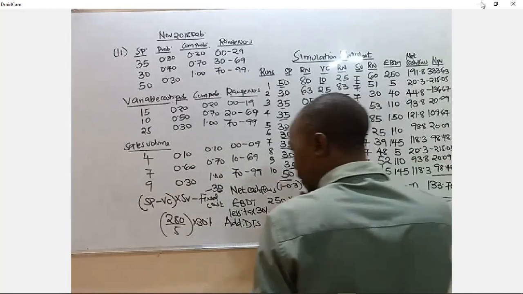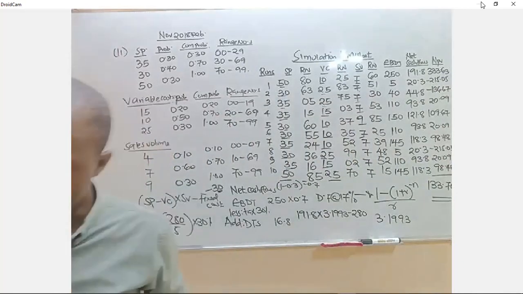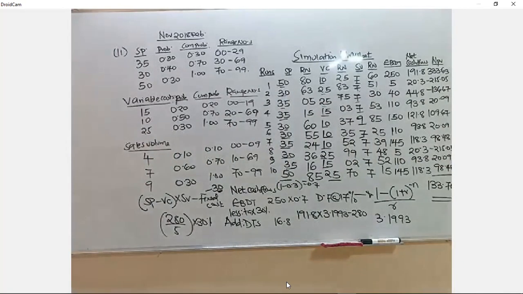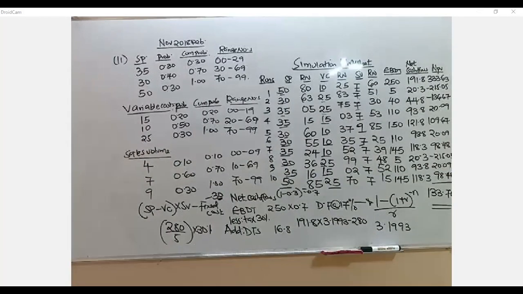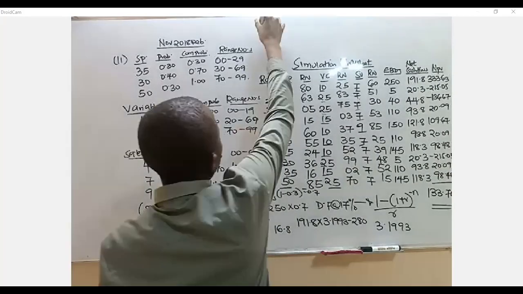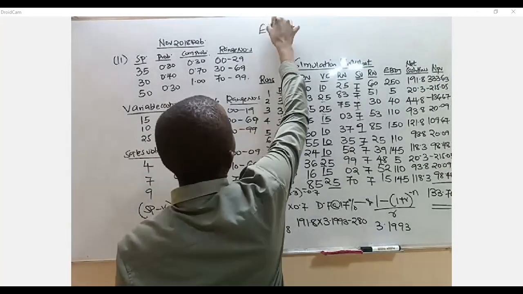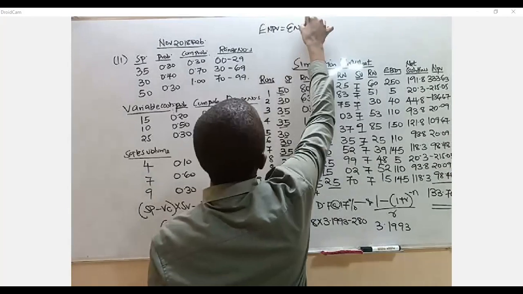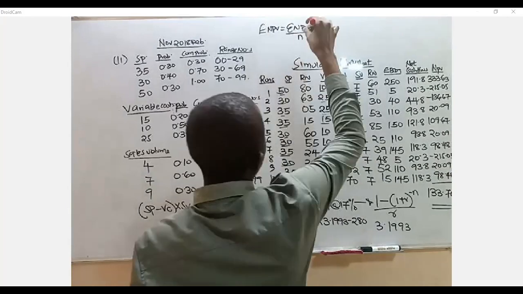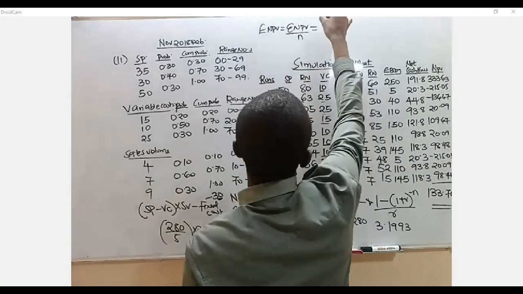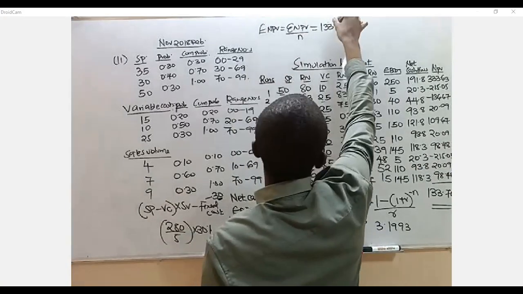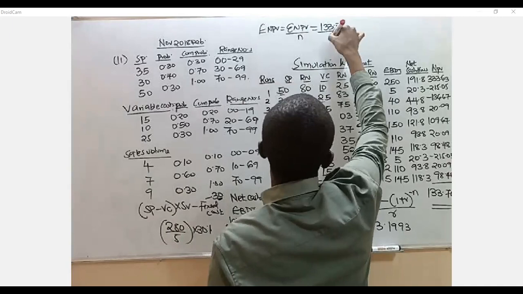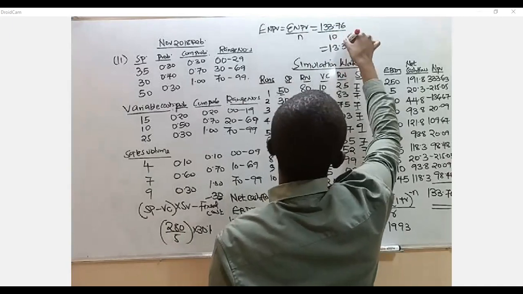So ukishapata hiyo, wewe rudi tu kwa pale kwa paper, uangalie examiner yeye alikuwa anataka nini. Nikiangalia kwa karatasi, examiner was asking to compute the expected net present value of the project. So when I'm simulating and the examiner is asking the expected net present value, chukua the summation of NPV divided by the number of the entries. So we take 133.76, I divide by 10, I get 13.376.